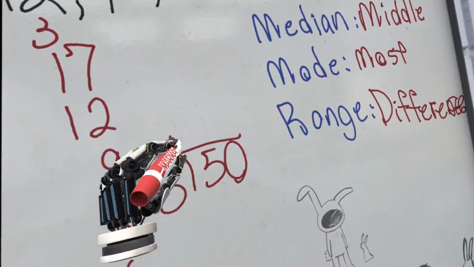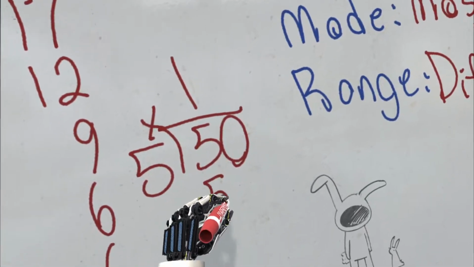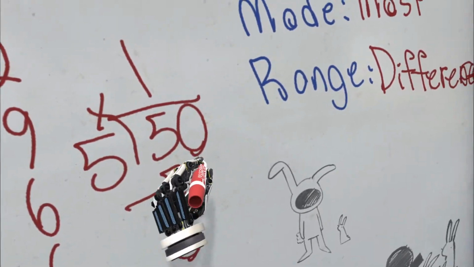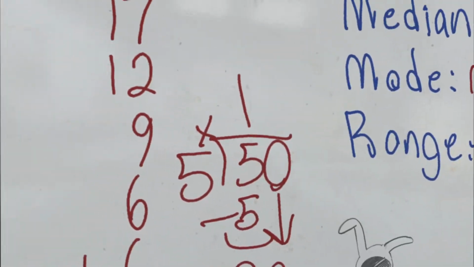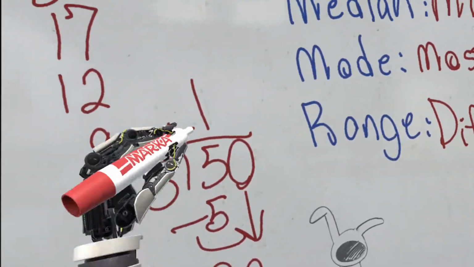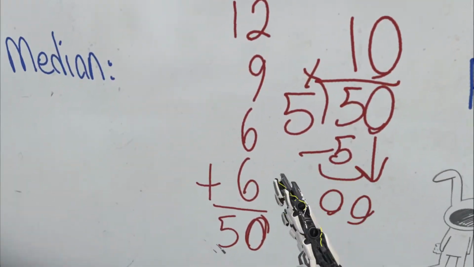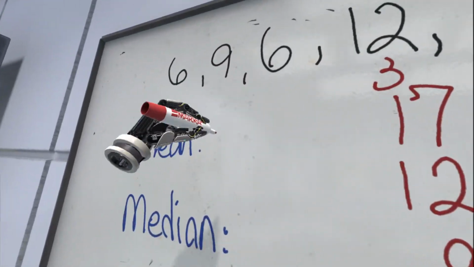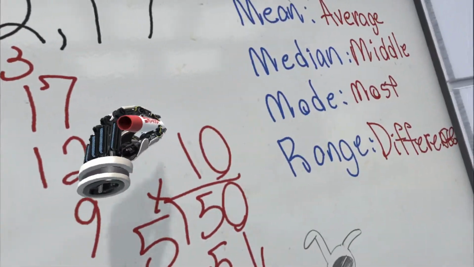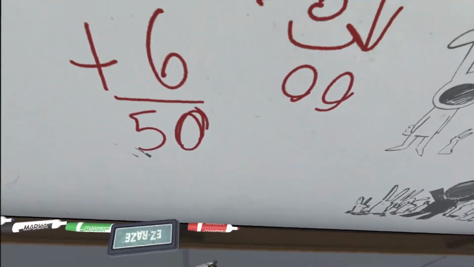How many times does 5 go into 5? 1 time. Bring down this 0. How many times does 5 go into 0? Well, that's easy, 0. And there's my average. My average is going to be 10. Let's go over how I got that average.